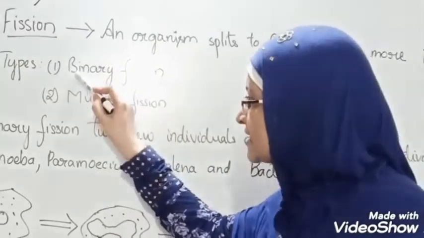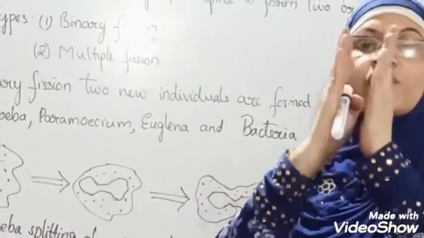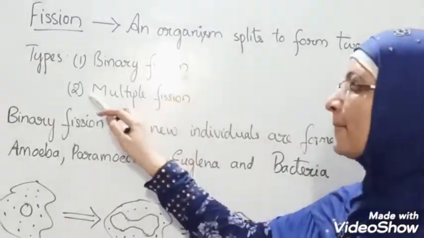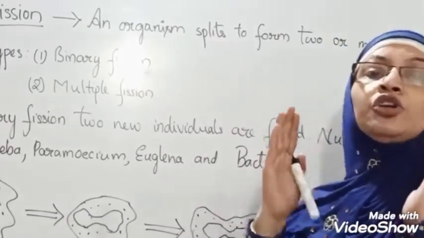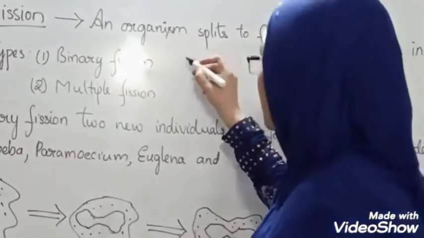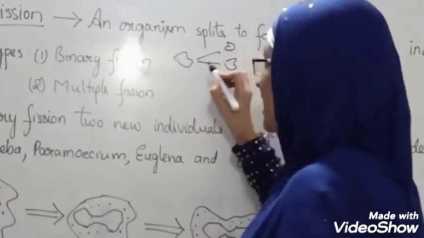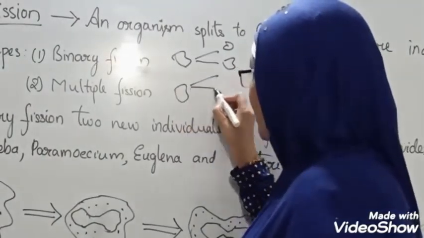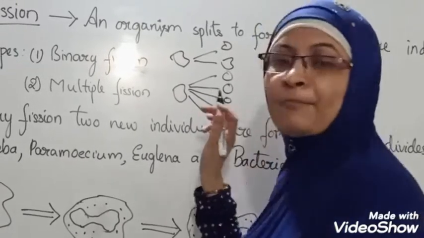The word itself says bi means two. One organism dividing into two organisms at once is called binary fission. Multiple fission means one organism dividing into more than two. For example, if one bacterium divides into two, then this is binary fission. And if one bacterium divides into more than two, then we call this multiple fission.